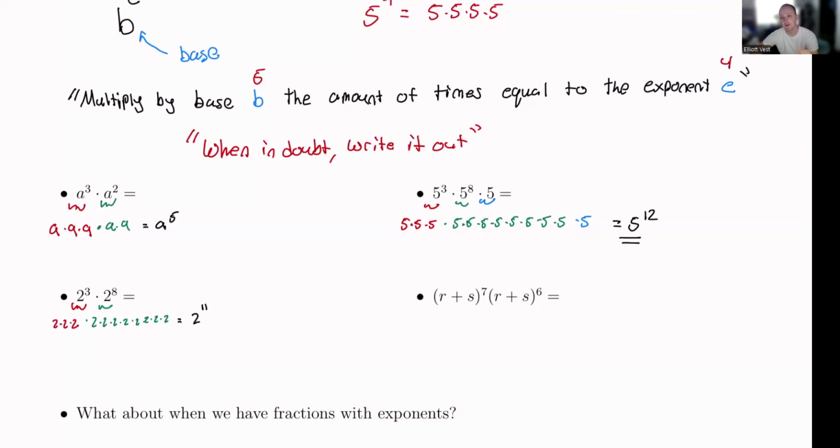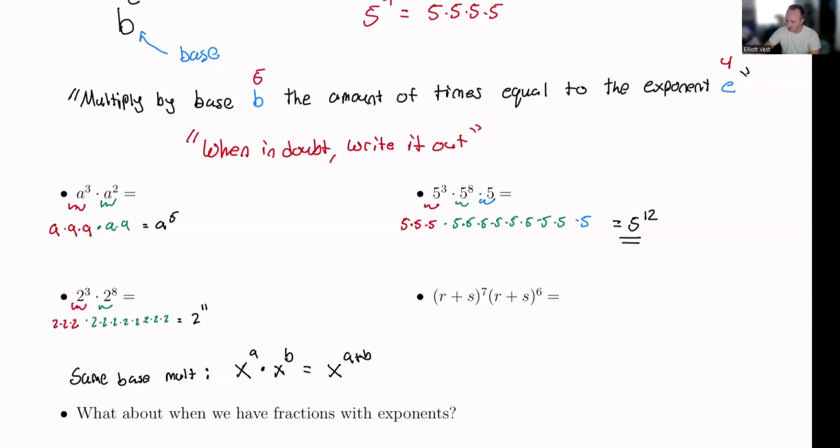And this is the most guaranteed, straightforward way to do this problem. If you know the rule, I don't mind writing the rule here. If I have x as a random variable to the a power times x to the b power, and you have the same base, multiplying, we have the same base of x, but we're multiplying two exponents together. What do we get? We get x to the a plus b power.